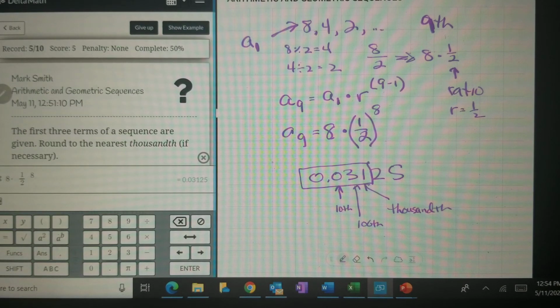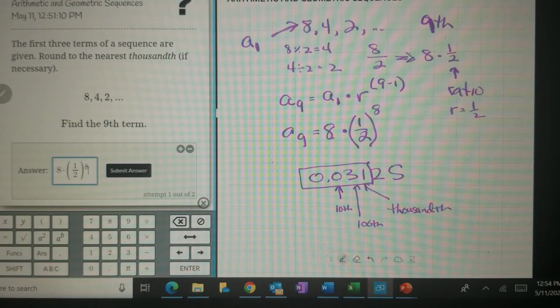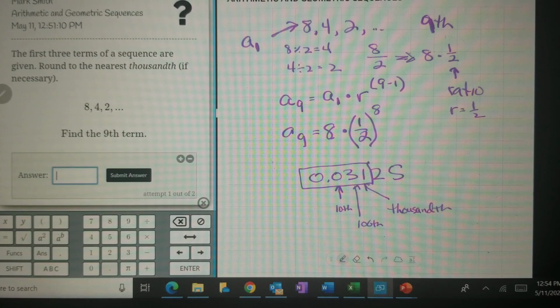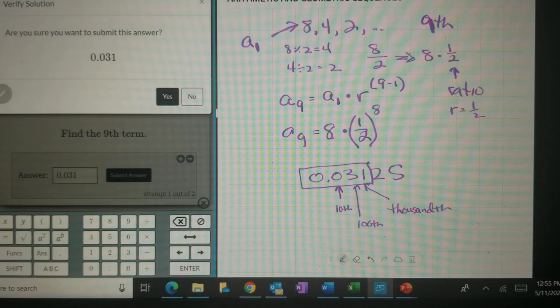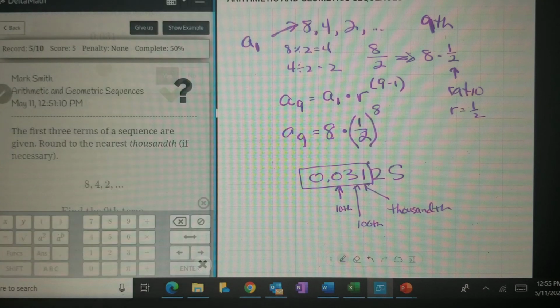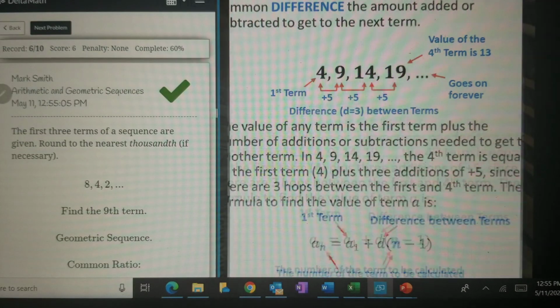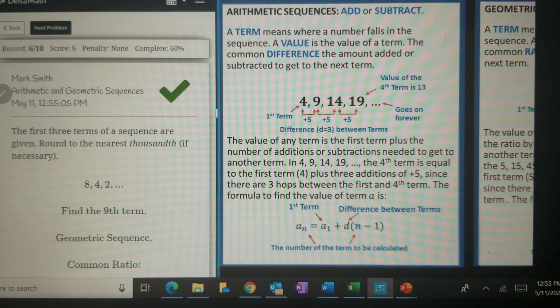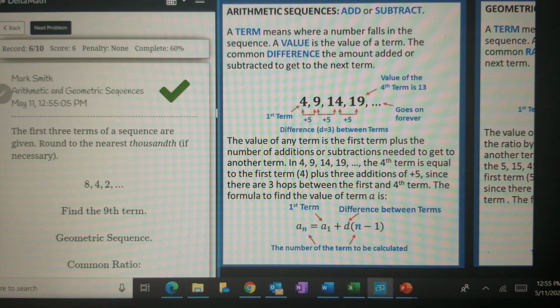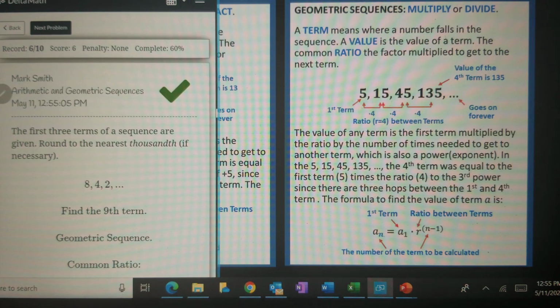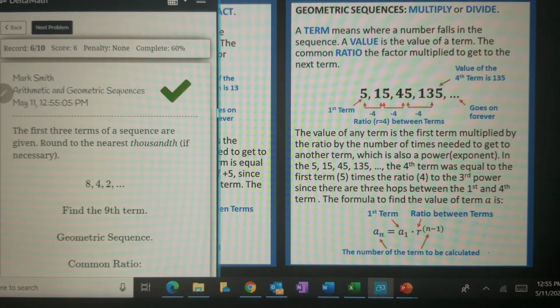All right, so we get rid of this, and now I have to get rid of all this junk I typed in. All right, 0.031. Submit our answer, and we get a green check. Okay, so those are really a lot easier than they look. You just have to fill in the blanks on the formula. And if you go on the blog, it'll show you the two formulas, one for arithmetic sequences and one for geometric sequences. Good luck on that.